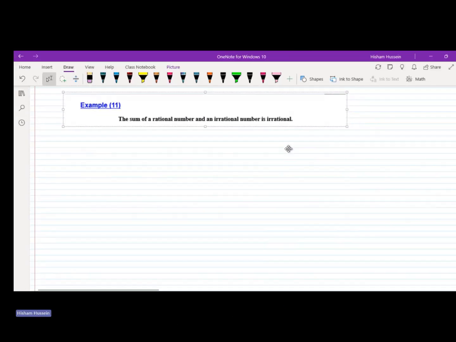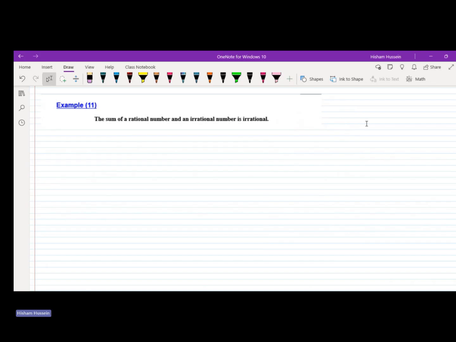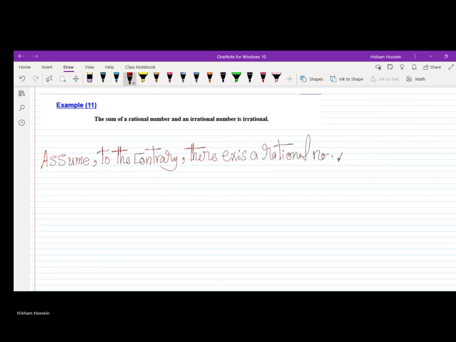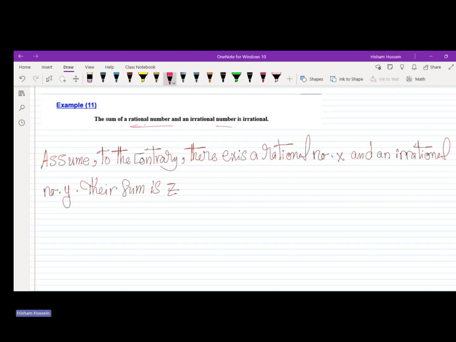So now we need to prove that the sum of a rational and an irrational number is irrational, not rational. So how to do it? Assume to the contrary, and you have to mention that. Assuming to the contrary that there exists a rational number x and an irrational number y, their sum is z.